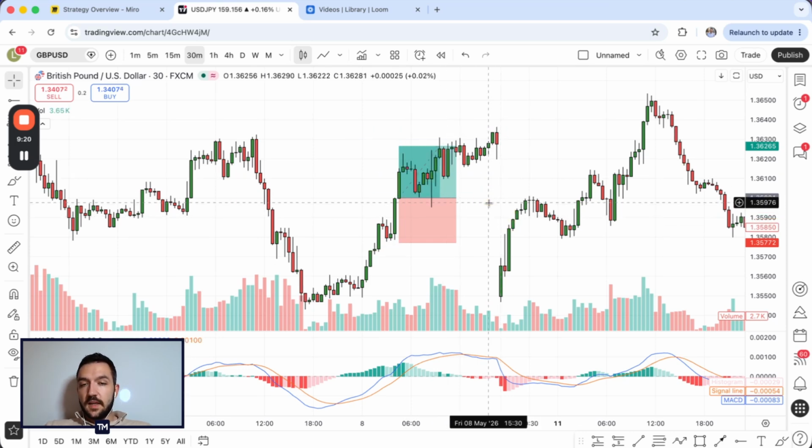So these are two ways in which you can use the MACD. Obviously, there are many more, but these are the two main ones that I've tried.